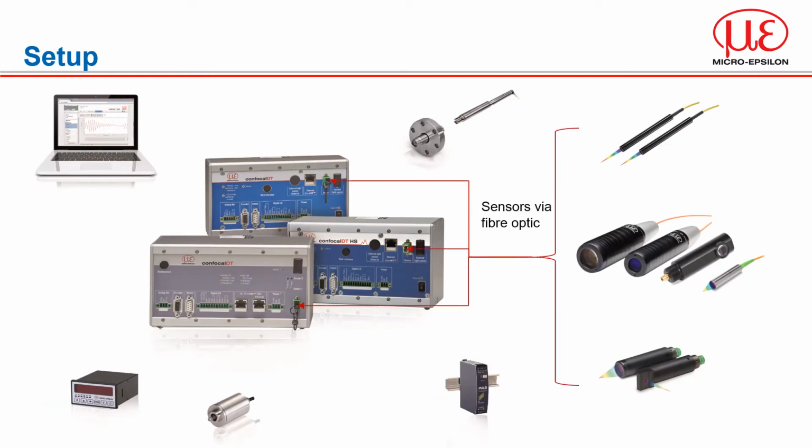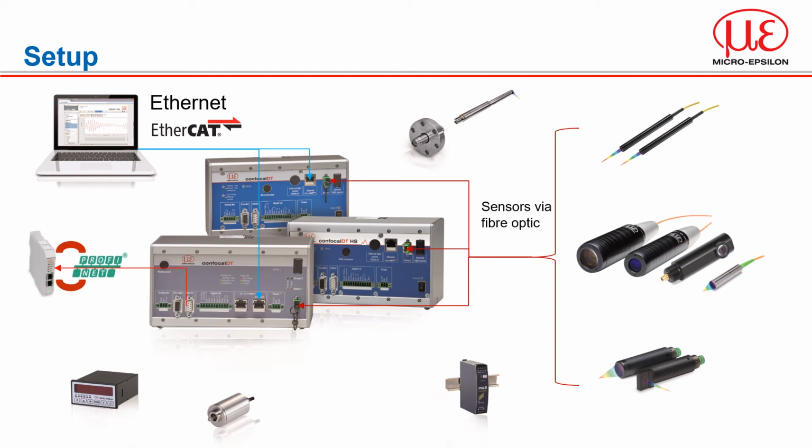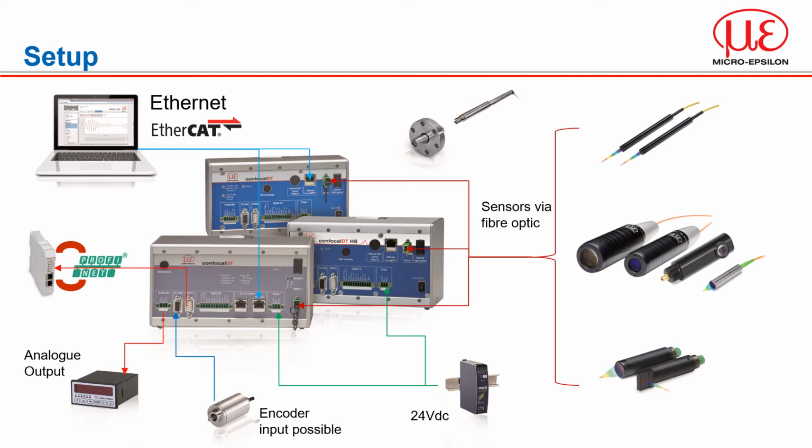Sensors connect to the controllers via fiber optic cables. They are configured via Ethernet and EtherCAT, and we also support Profinet via the RS422 interface and an additional module. Controllers are powered by 24-volt DC supply, and it is also possible to feed encoder inputs to the controllers for XY scanning applications. Analog output signals of measurements are also available, plus digital I/O for input triggers and alarms. We also offer accessories and mounts, including vacuum feed-through for the fiber optic cables.